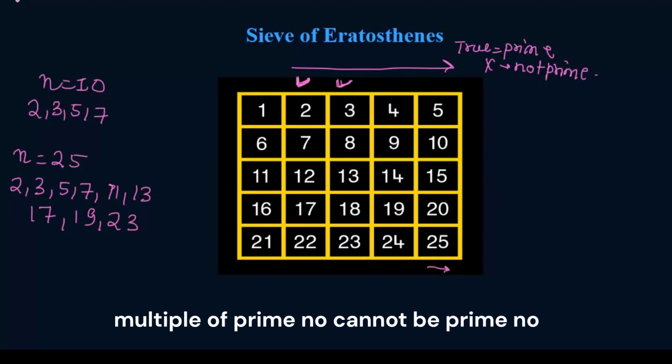2 is an empty box. That means initially 2 is a prime number. So all the multiples of 2 cannot be prime numbers. So we cross all the multiples of 2. So first we cross the 4. Then we cross 6 and 8, 10, 12, 14, 16, 18, 20, 22 and 24. These are all multiples of 2 and cannot be prime numbers, because a cross is not a prime number.